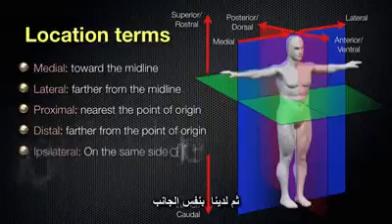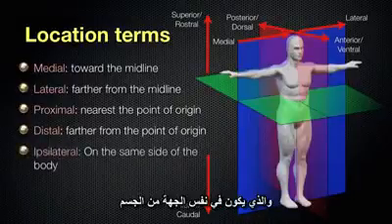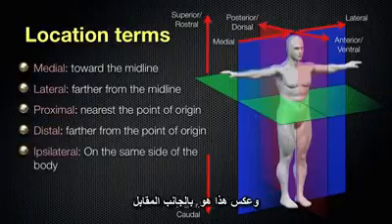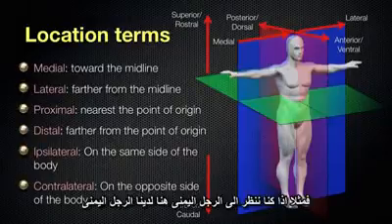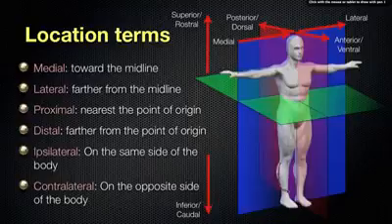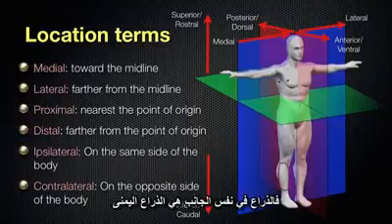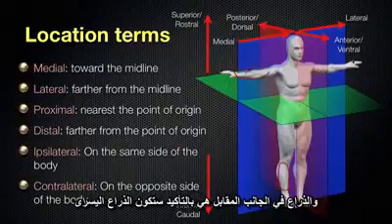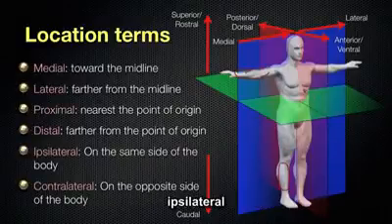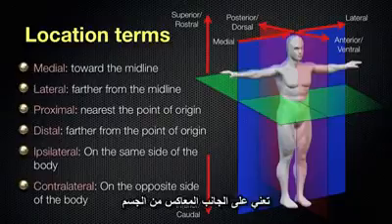Then we have ipsilateral, which is on the same side of the body, and the opposite of that would be contralateral, which is on the opposite side of the body. So for example, if we're looking at the right leg, so here we have the right leg, the ipsilateral arm would be the right arm. The contralateral arm, of course, would be the left arm. So ipsilateral means it's on the same side. Contralateral means it's on the opposite side of the body.